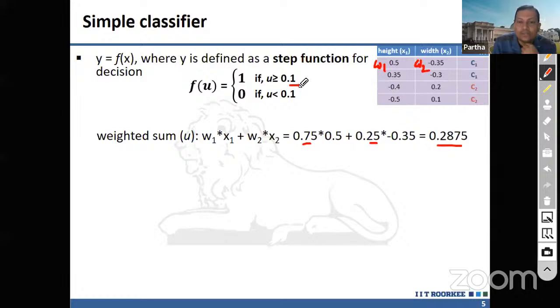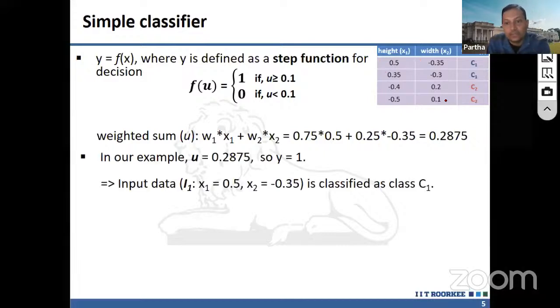I need to also set that up, based on which I see that all my results are correct in the training examples. Let us consider that using this 0.1, my data are all classified properly. So if you have 0.2875, and this total value is more than 0.1, that means the class label will be 1, that means y equals C1.